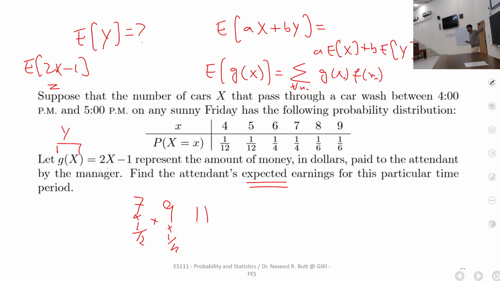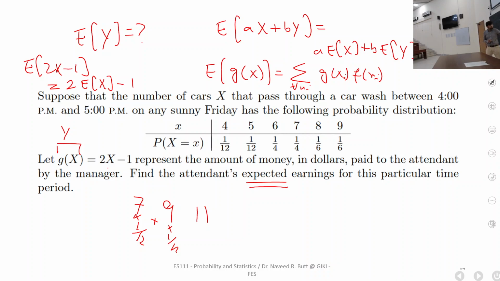All three approaches are correct, but I just want to cover the third one also. What does the formula say? If it is a linear operator, how can I expand this? It would be the same: 2 times E of x, minus E of a constant. What is the expected value of a constant? The constant itself, right? So minus 1.